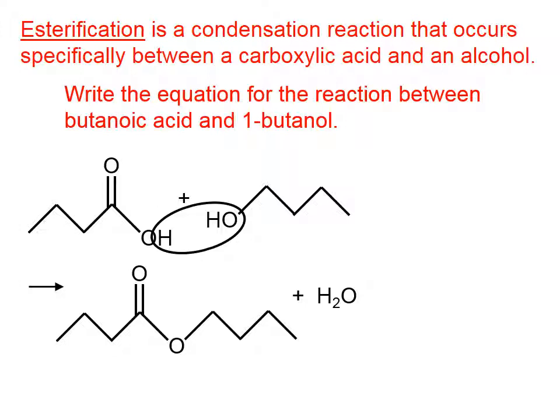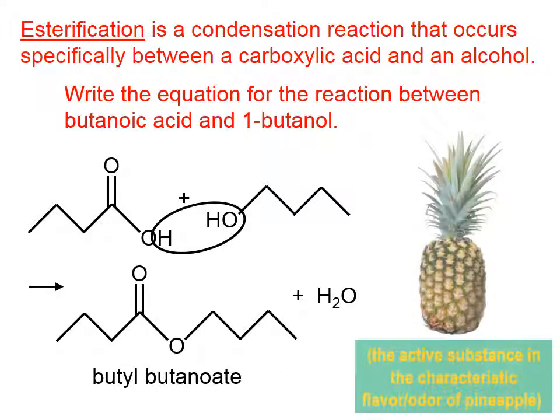And what would the name of this molecule be? This is an ester, and the way we name esters is we name the part that is hanging off of the O first, and this is a butyl group. And then we name the rest of the molecule, and it ends in oate, so this is going to be butyl butanoate. In case you're wondering, butyl butanoate is the active substance in the characteristic flavor and odor of pineapple.